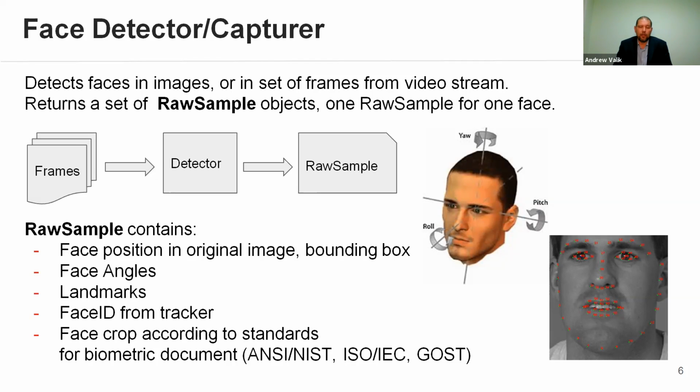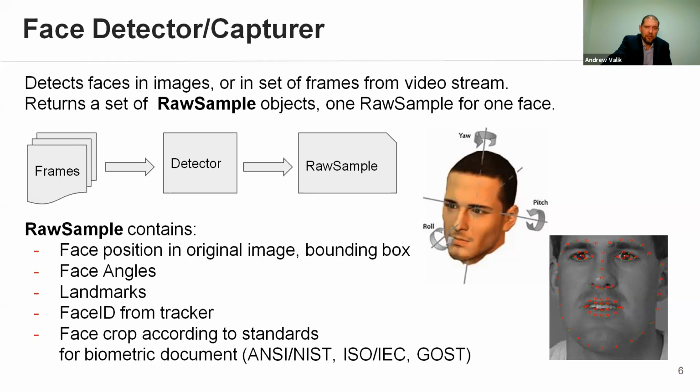The raw sample provides functionality like face cropping according to standards for biometric documents. So after face detecting, you can crop the face and store it in your storage or in a document according to biometric standards like ANSI or ISO.